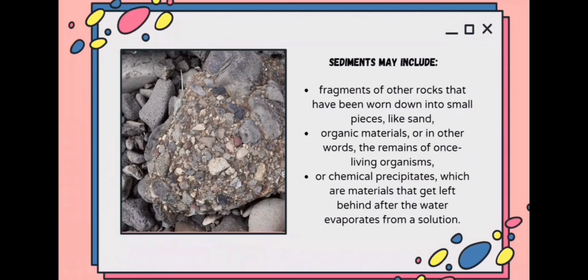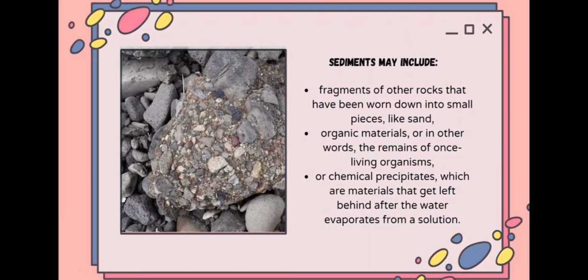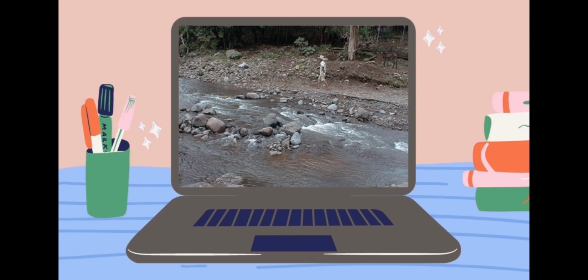Since sedimentary rocks are formed by the compaction of sediments, they may include fragments of other rocks that have been worn down into small pieces like sand, organic materials, or in other words, the remains of once living organisms, or chemical precipitates, which are materials that get left behind after the water evaporates from a solution. For example, running water in rivers carries huge amounts of sediments. The river dumps these sediments along its banks and at the end of its course.